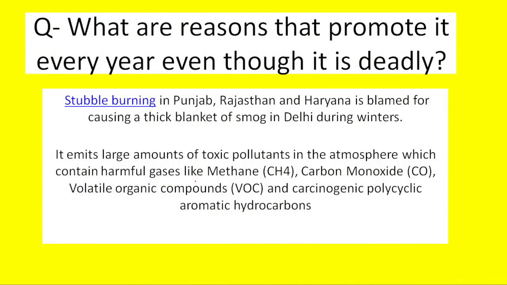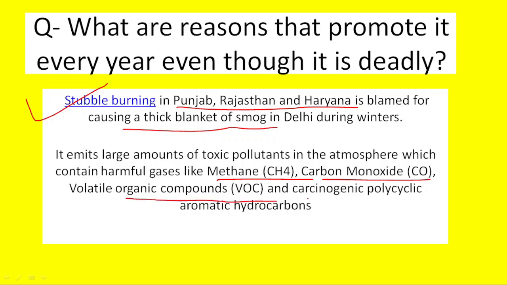From the UPSC point of view, we have to understand the reasons that are promoting air pollution. Stubble burning has been mentioned as the first reason for the sudden increase in the pollution level in Delhi. The stubble burned in Rajasthan, Haryana and Punjab creates a blanket of smoke in Delhi. Large amounts of methane, CO2, volatile organic compounds, and carcinogenic polycyclic aromatic hydrocarbons are emitted into the air by stubble burning.